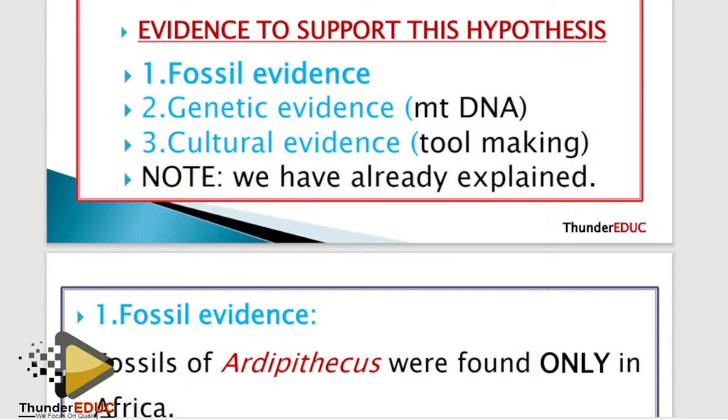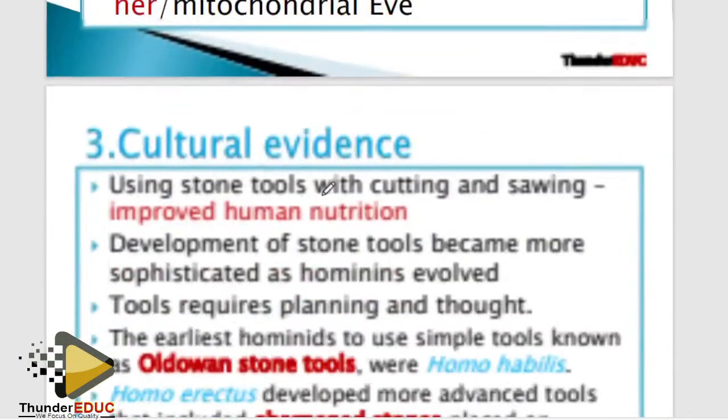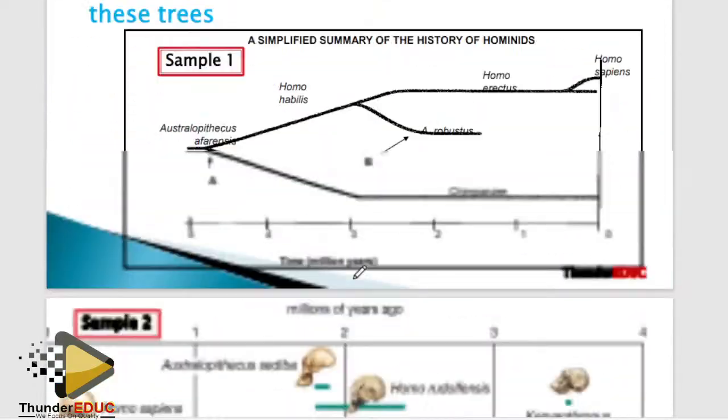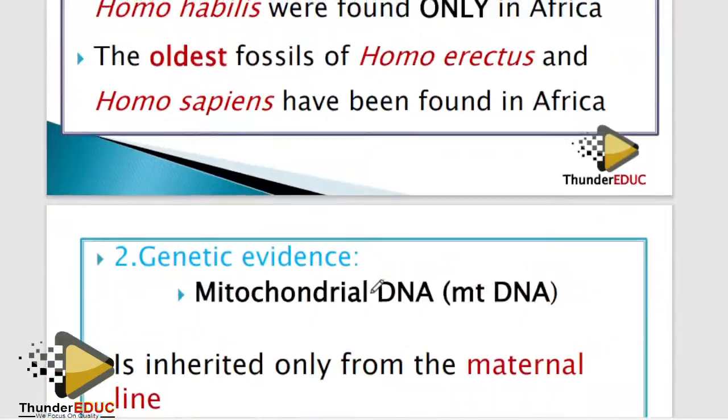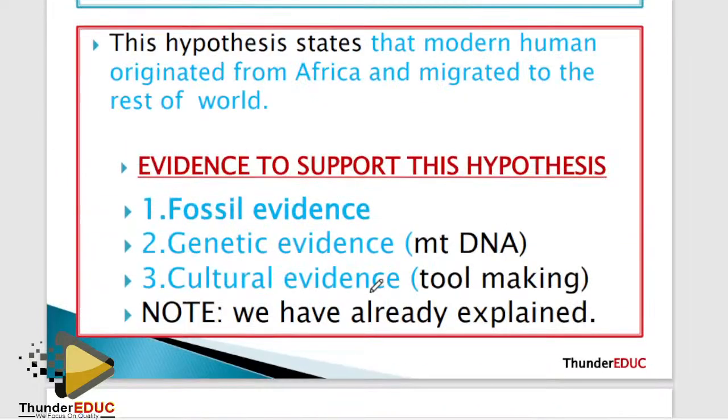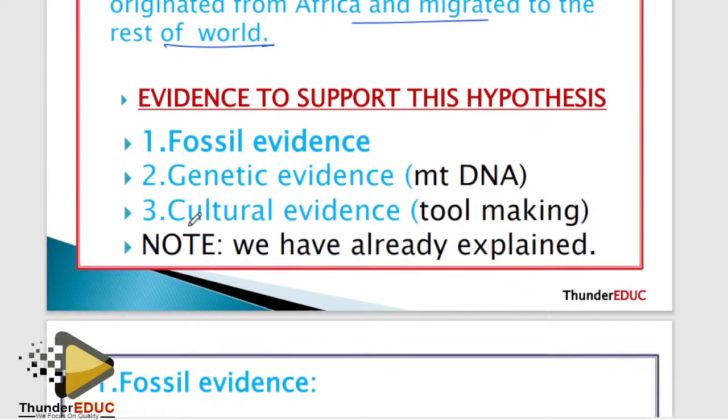Let's go to the next question so that we wind up. They're saying that fossil, guys, you need to know this. If they ask you to explain the out of Africa hypothesis, you need to know that modern humans originated from Africa and migrated to the rest of the world. That is the first point. You need to know that. But when they talk about evidence to support that, it is fossil evidence, genetic evidence, and cultural evidence.